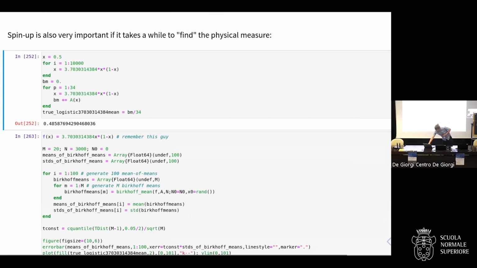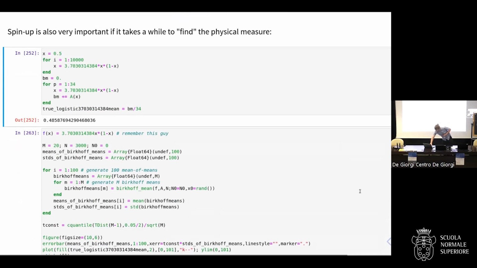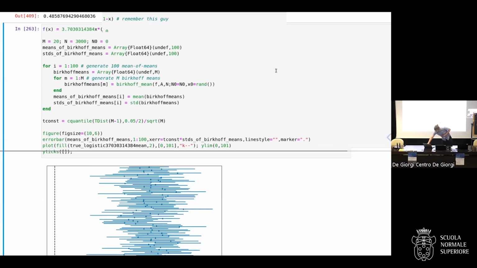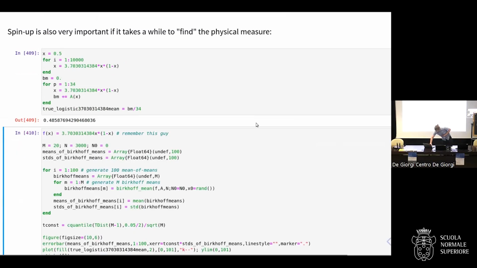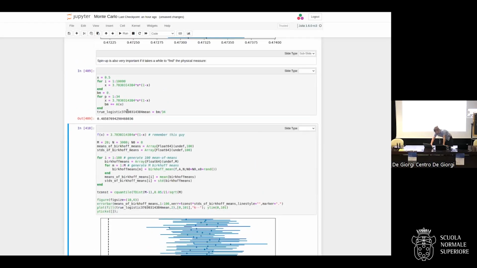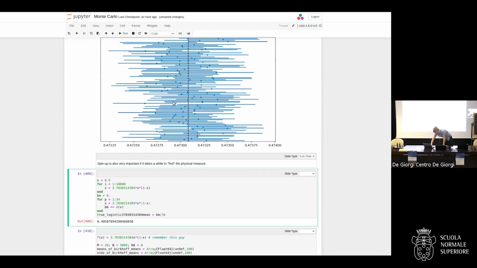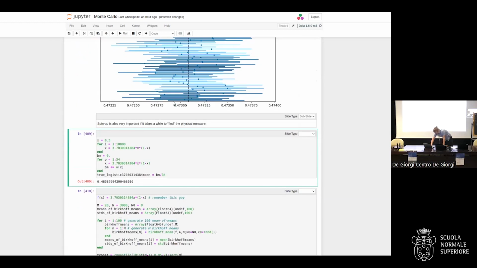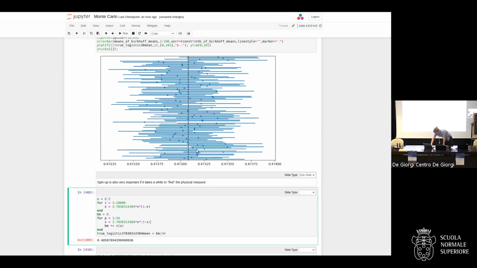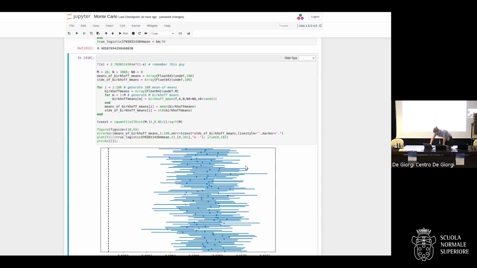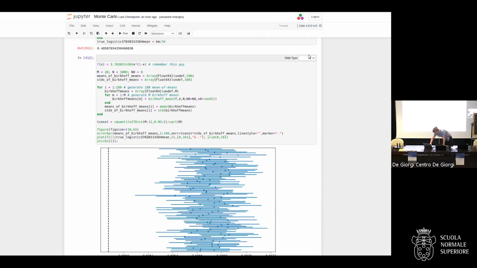And what's going on here? It's also important to spin things up correctly. Right, yes, there is a bit of a lie. The true value was simply what I got by running an even longer Monte Carlo time series.